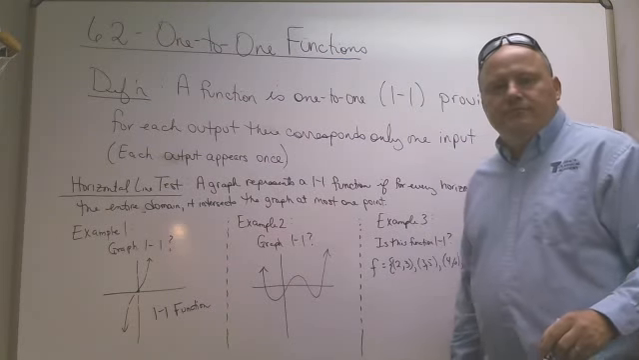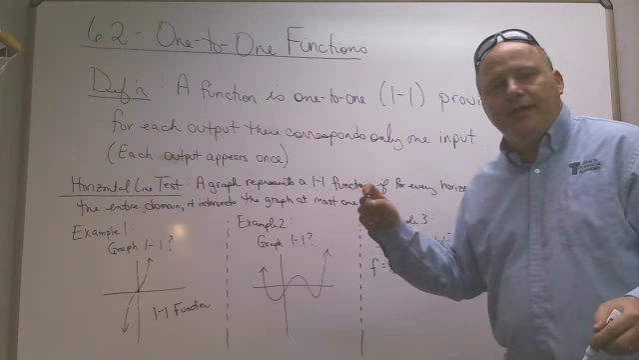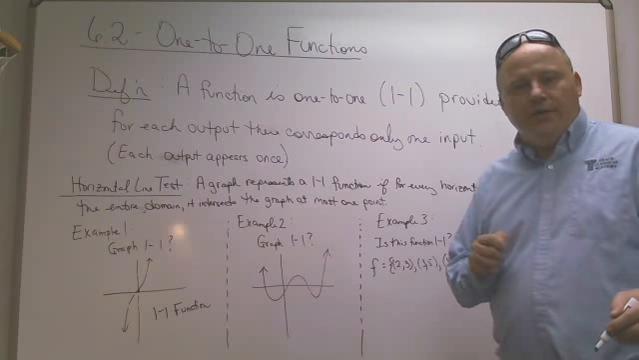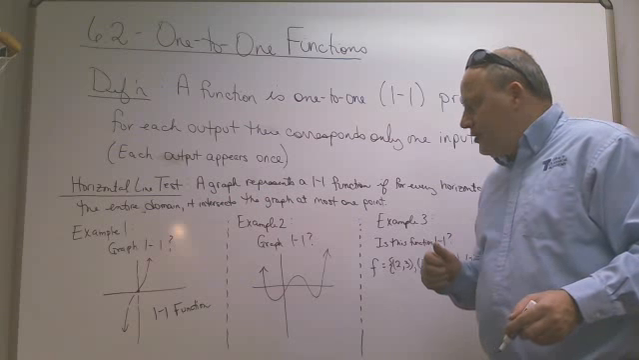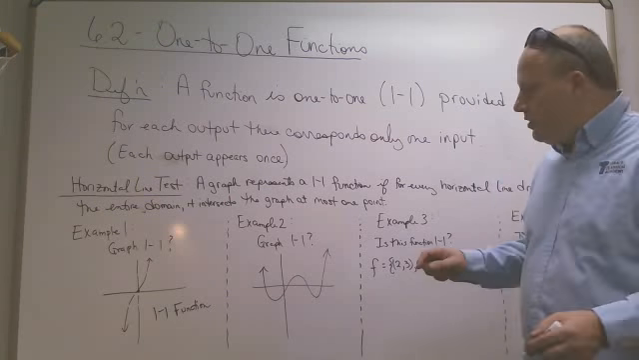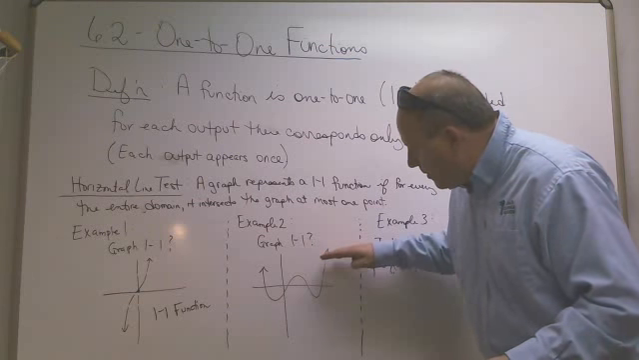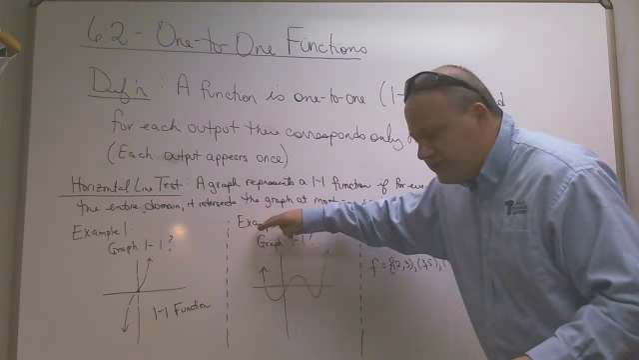Now the next one is a function, because it passes the vertical line test, which we talked about in section 3.1. But in 6.2 here, we want to know if it's a one-to-one function. Well, if you draw a horizontal line here, it looks like it might be hitting the graph at one place, but actually it doesn't. The graph actually goes up.